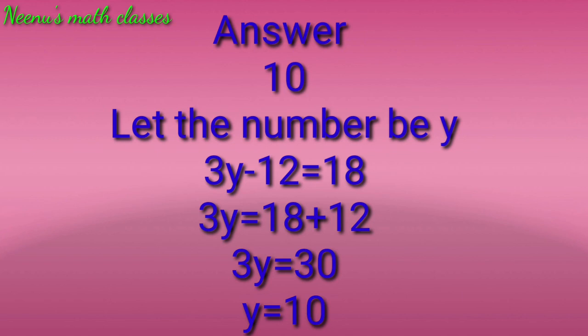Then 3y equal to 18 plus 12. Then y equal to 30 divided by 3, which is equal to 10. That is, 18 plus 12 equal to 30. So y equal to 30 by 3 equal to 10.